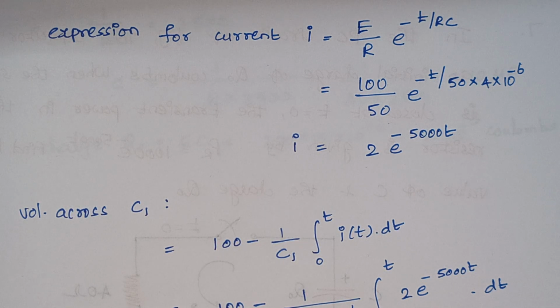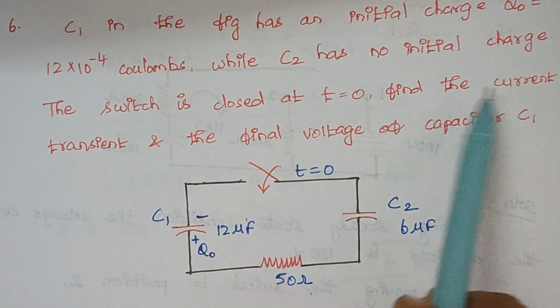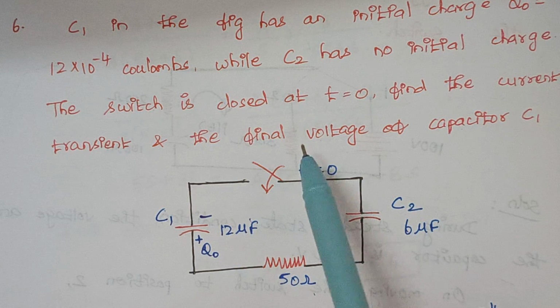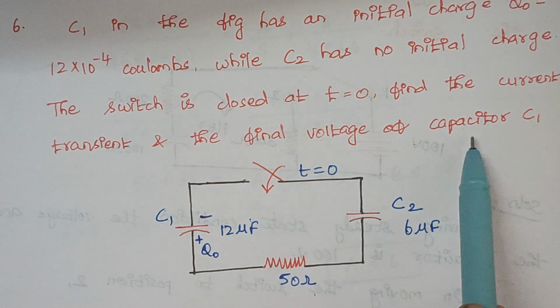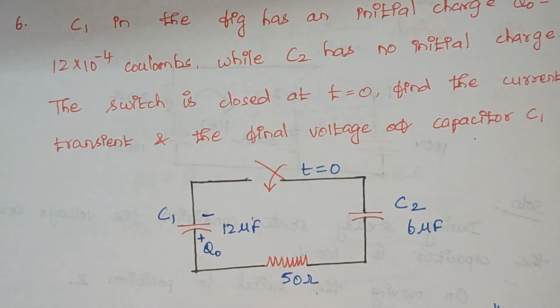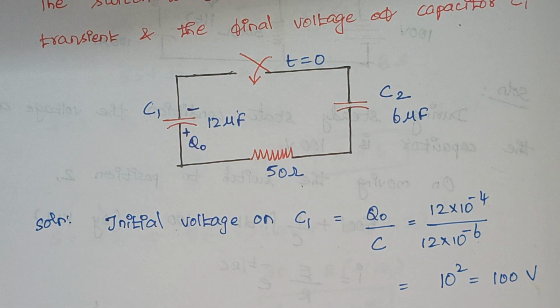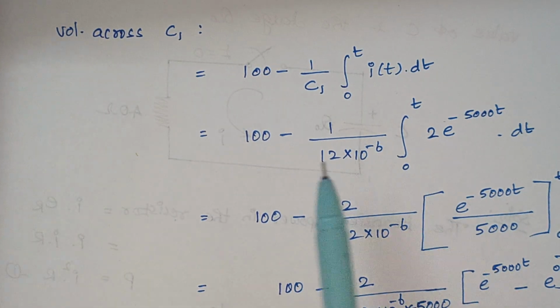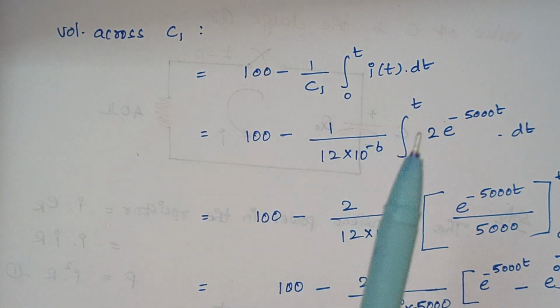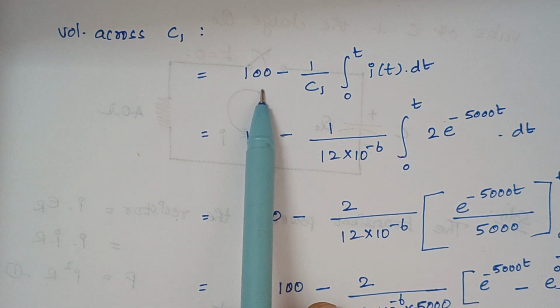So the first part of this question is over. We have calculated the transient current, and the next thing is we have to calculate the final voltage of the capacitor C1. The initial voltage across the capacitor C1 is calculated as 100 volt. Now we have to calculate the final voltage. Look at this expression carefully. The initial voltage across the capacitor C1 is 100, so we have to calculate the final voltage.